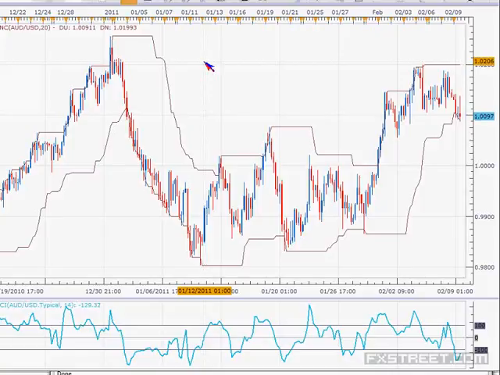If you don't have that patience, or you want to take a more aggressive approach and try to sneak in an early entry onto some trends, that's when you would consider dialing down the input values to a smaller number, like 20, 24, something along those lines.